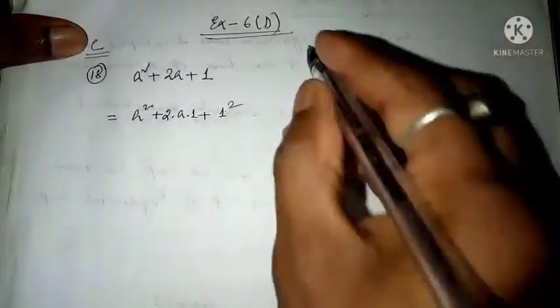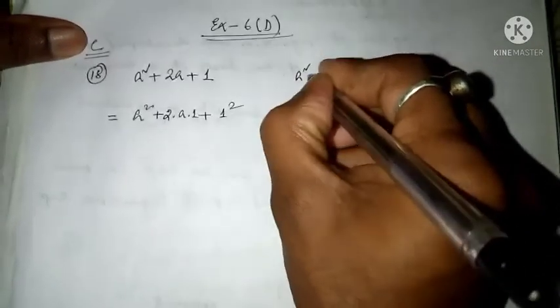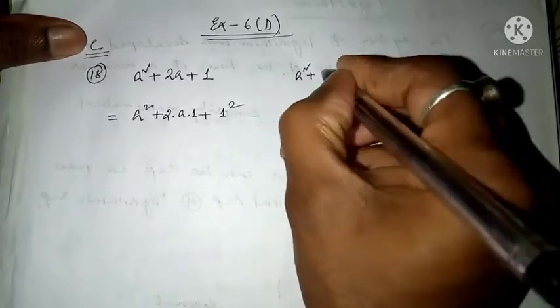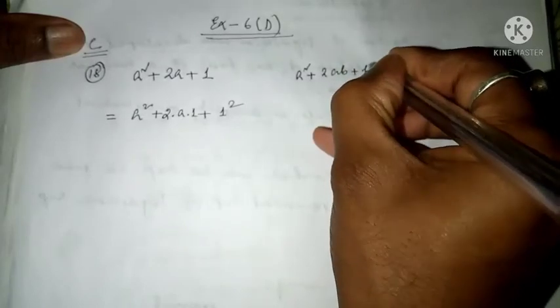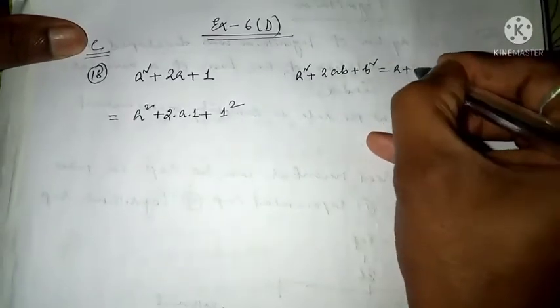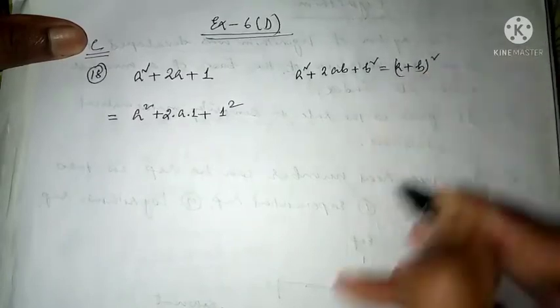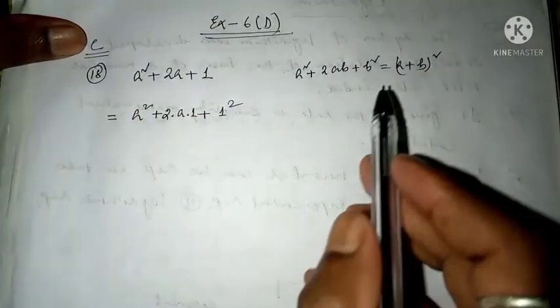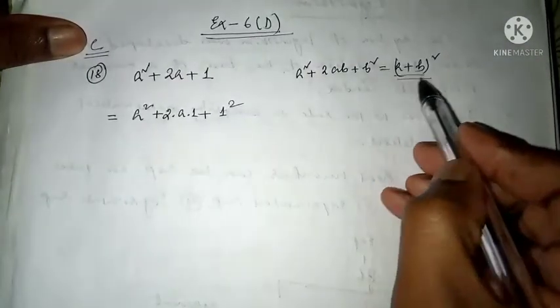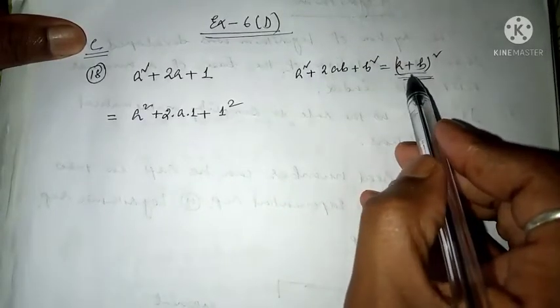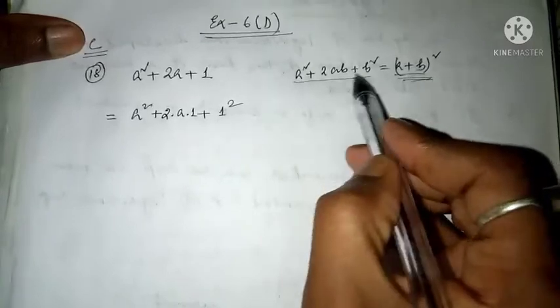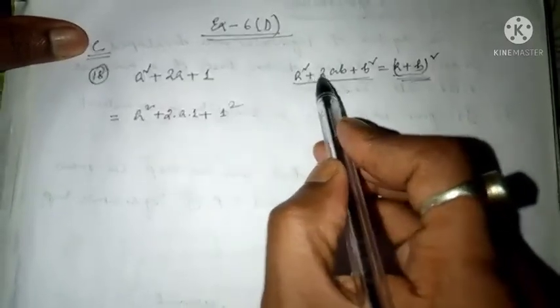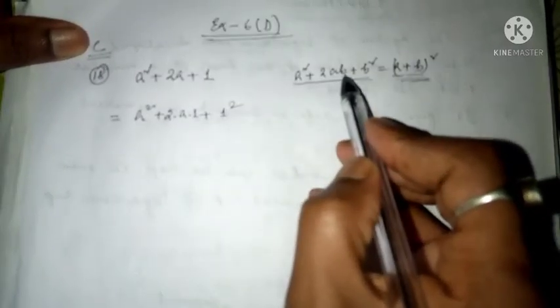Now see, actually a square plus 2 times ab plus b square equals a plus b whole square. Factorize means we need to write this in a plus b form. That means to write this in a plus b form, this trinomial must be expanded in this form, that means the square of the first term plus 2 times the product of the first term and second term plus b square. So this is how we need to write.